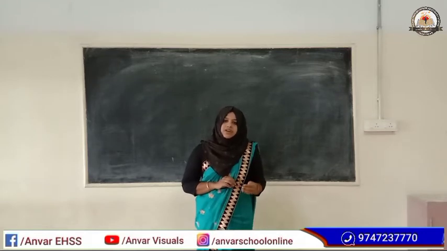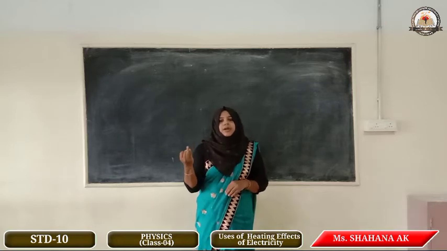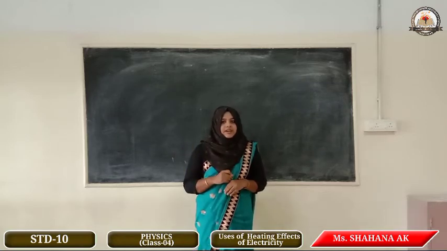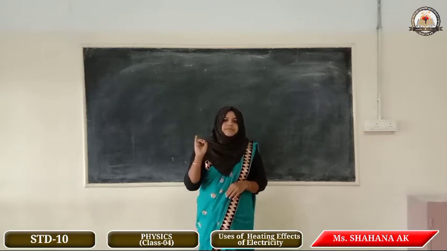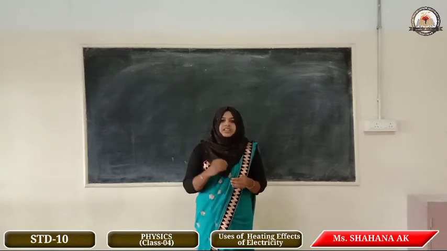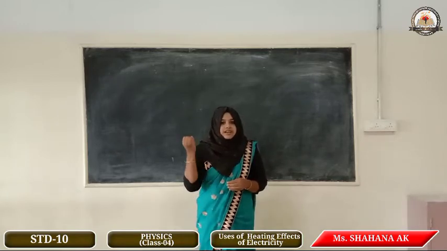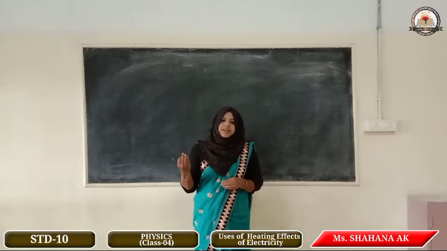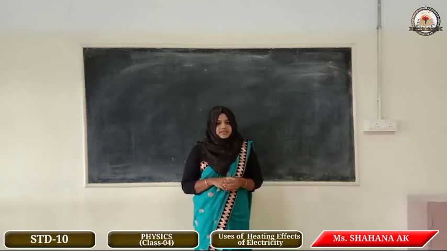Here the heating coil is made of nichrome. Nichrome is a combination of nickel, chromium and iron. Then why do we choose nichrome to make the heating coil? The advantages of nichrome are that it has high resistivity, high melting point and the ability to remain red hot for a long time without getting oxidized.